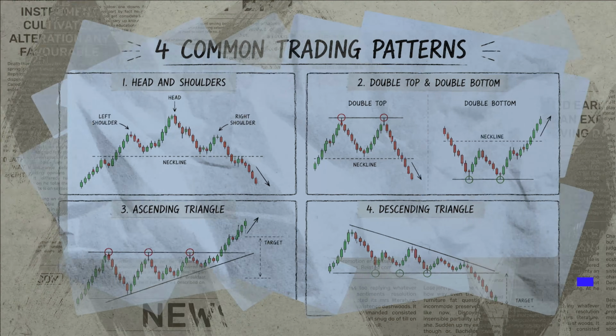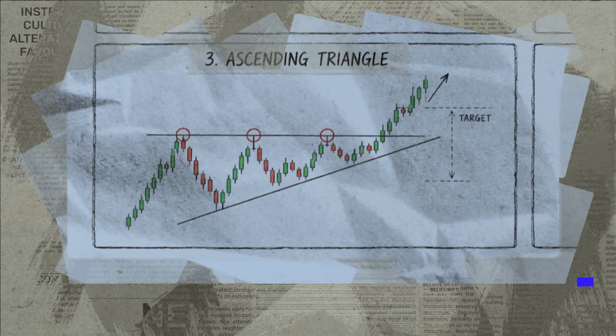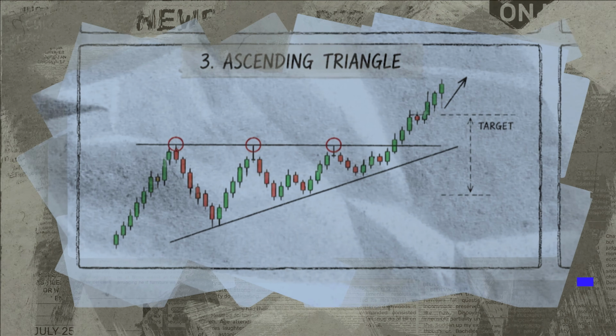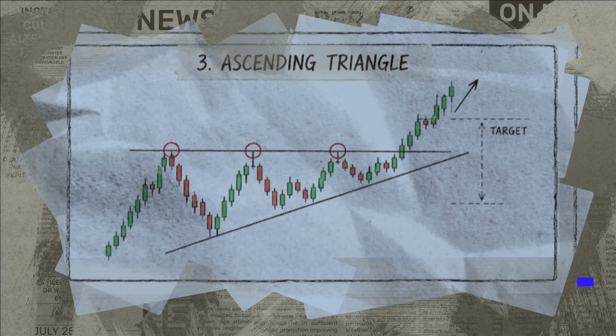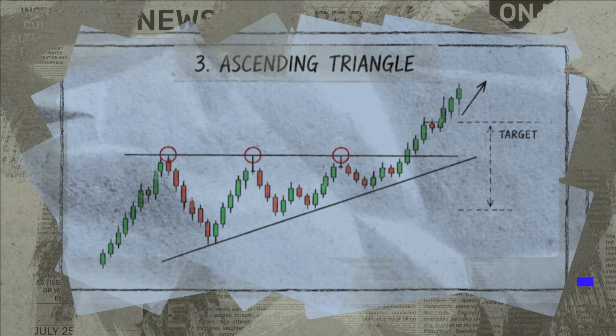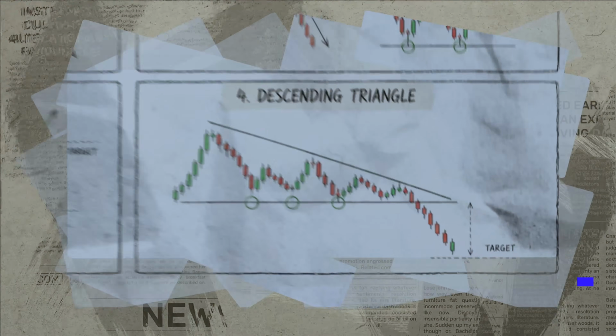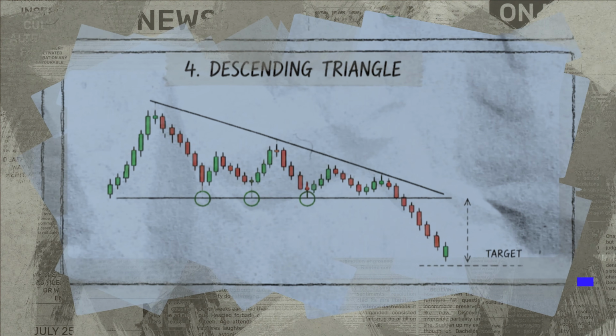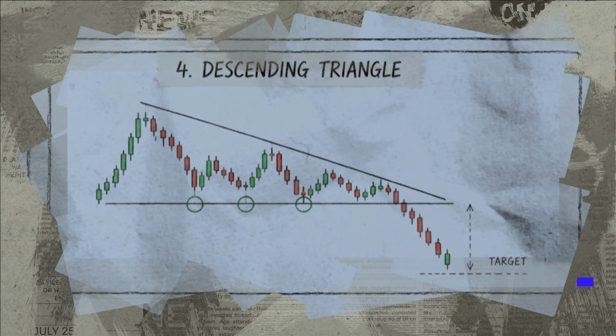The next pattern is an ascending triangle, a trend continuation pattern. It forms in a rising market from an ascending and a horizontal trend line. The horizontal trend line represents resistance, while the ascending trend line represents support. The final pattern we'll look at in this video is the descending triangle. This pattern is the opposite of an ascending triangle, which forms in a falling market and reflects declining demand. The descending upper trend line indicates the likelihood of a support breakout.